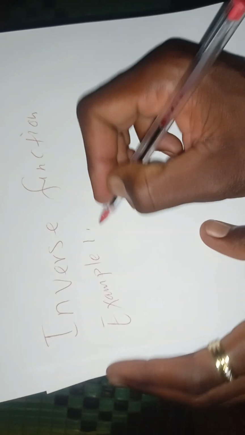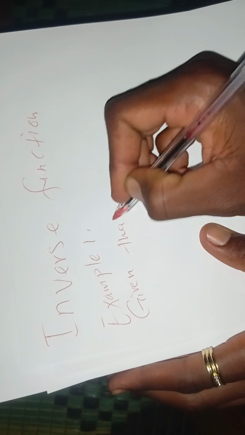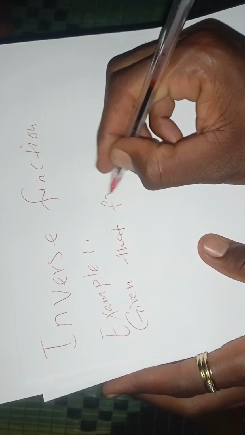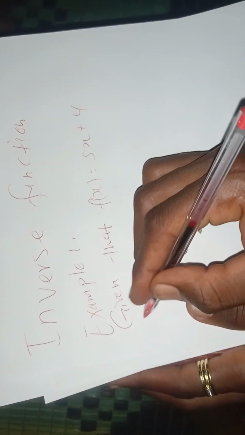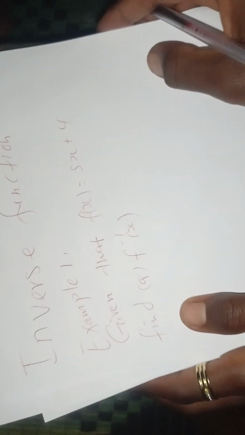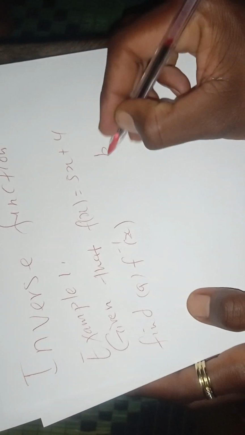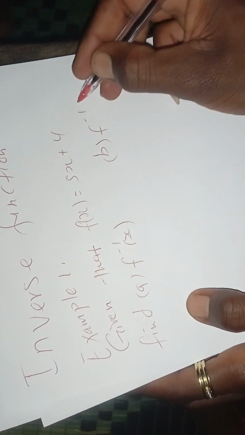How will questions for an inverse function come? Given that f of x is equal to 5x plus 4, find a, f inverse of x, and then b, f inverse of 9.